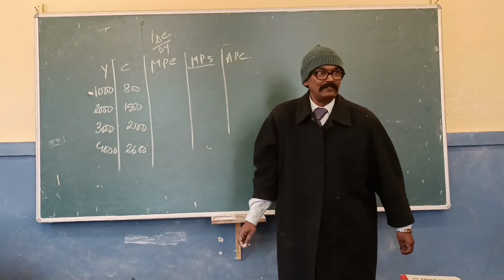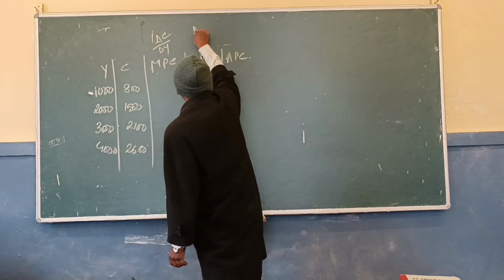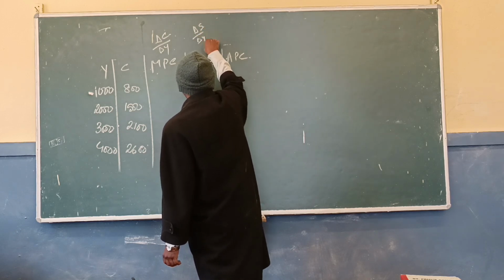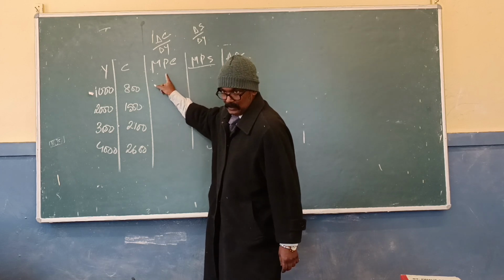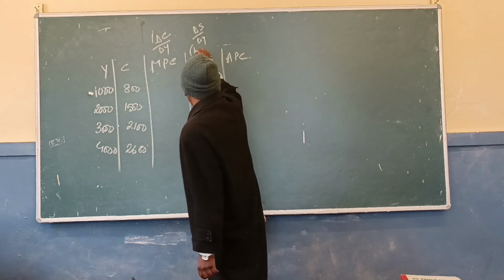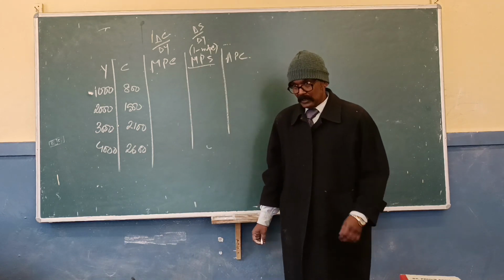Marginal propensity to save is delta S by delta Y. This is one thing. But you don't have to do this one. What you will do? Once you take MPC, you get MPS as 1 minus MPC. Is it okay? Have you understood?